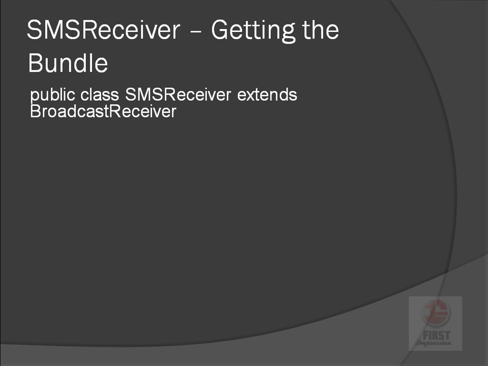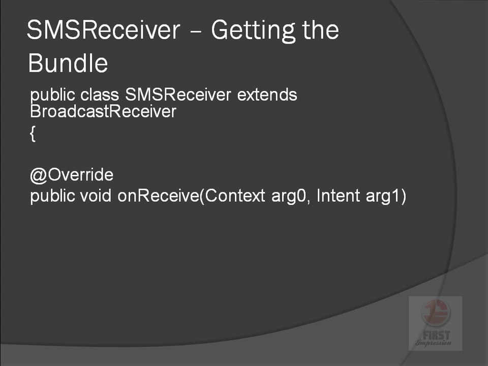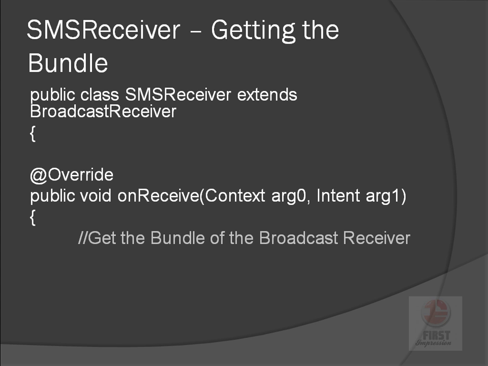Let's write the class SMS receiver. So we'll add a new class to the project with the name SMS receiver, and we will say public class SMSReceiver extends BroadcastReceiver. We have to override the onReceive method. Inside this we are getting the intent as arg1. So from this intent we'll be getting a bundle. So we'll say bundle equals arg1.getExtras. It will get the bundle from this.